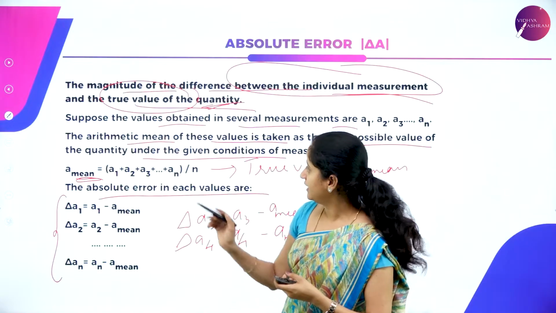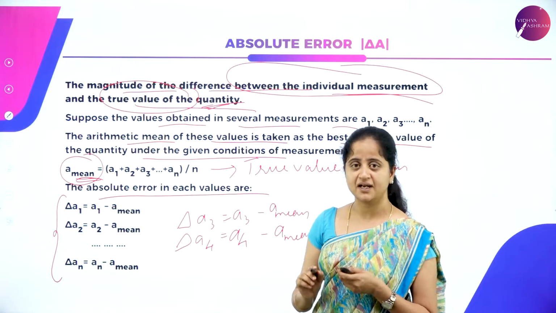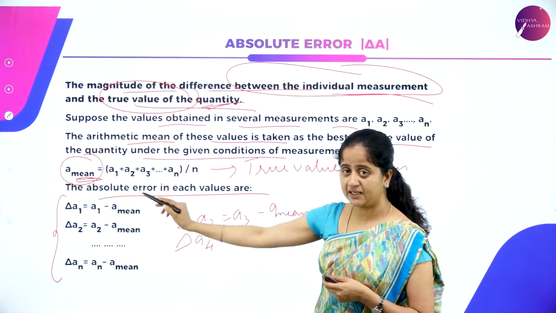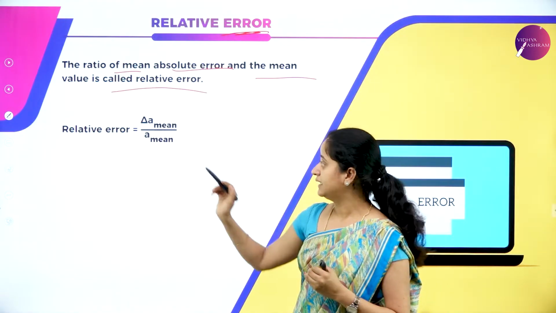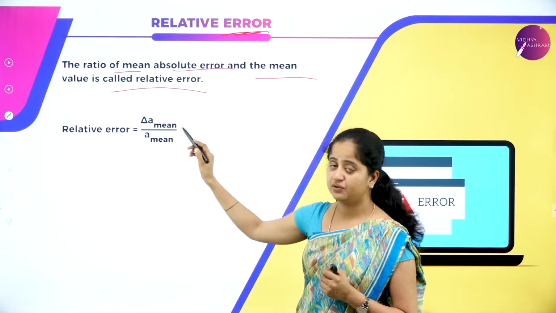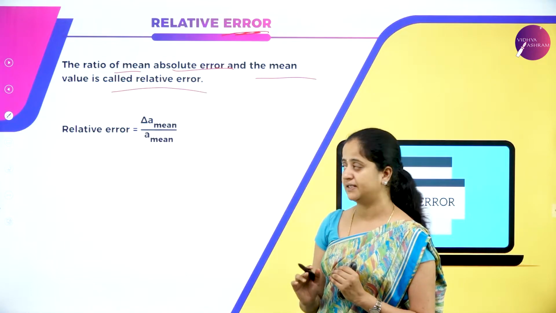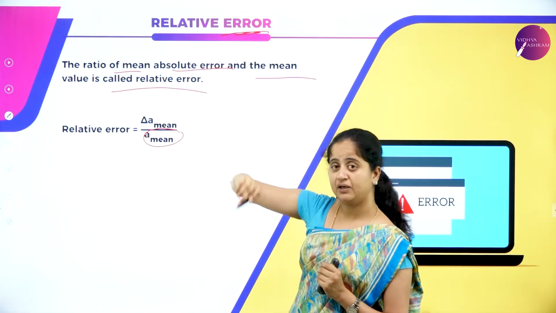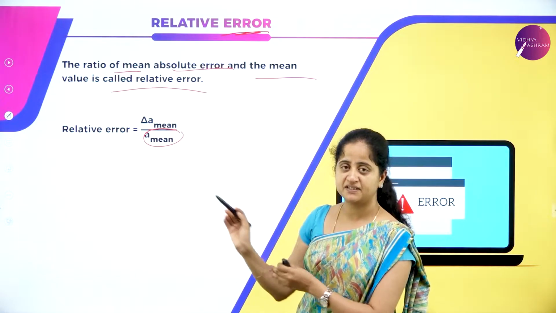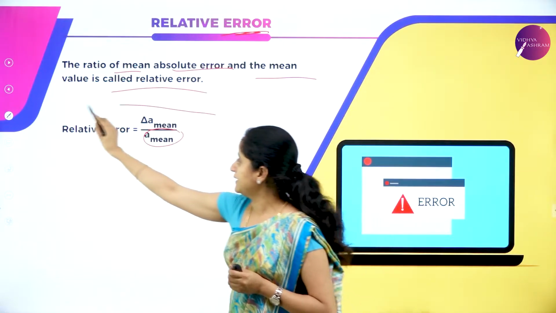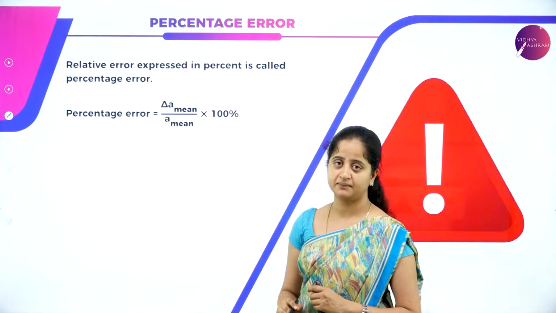In the beginning, in this example, we have calculated the mean value of the quantities, right? Again I am talking about the mean value in the relative error, and the relative error is nothing but the ratio of the mean absolute error to the arithmetic mean of all the quantities. This A mean we have calculated in the beginning, and delta A mean is nothing but the mean absolute error, what we studied in the last slide. So by taking the ratio of these two quantities, we can find the relative error in any measurement.